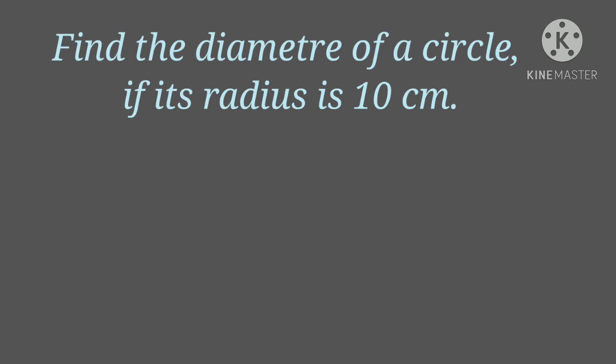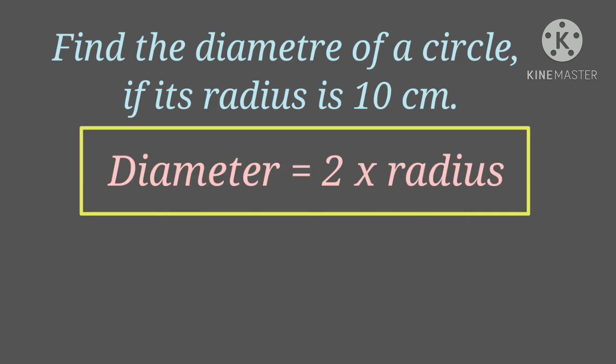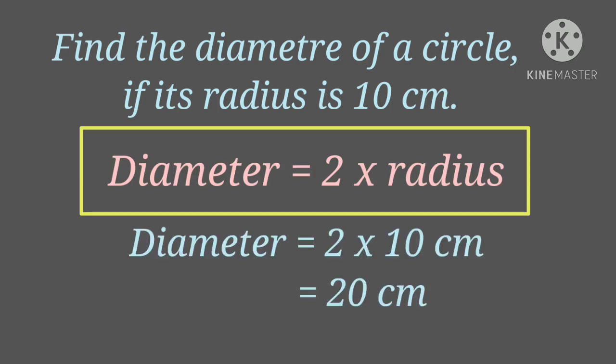So, radius is given as 10 centimeter and we have to find the diameter. We know that diameter is twice the radius. So, we can write diameter is equal to 2 into radius. That is, diameter is equal to 2 into 10 centimeter. That is equal to 20 centimeter.